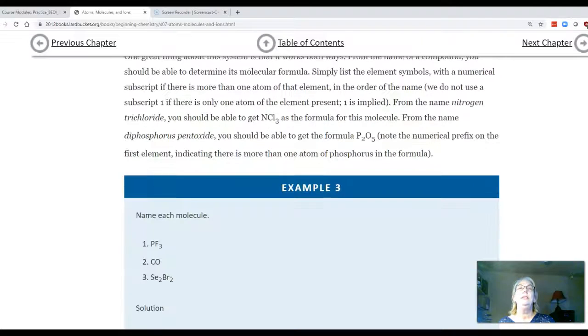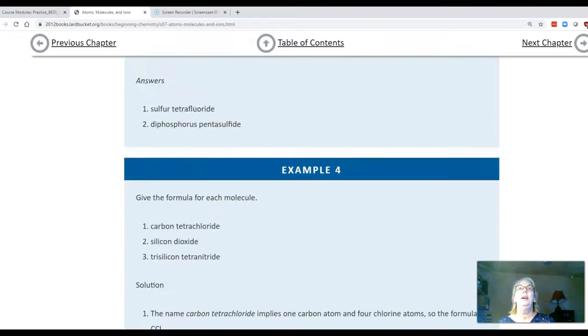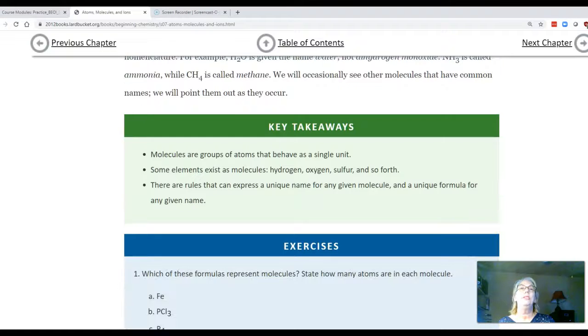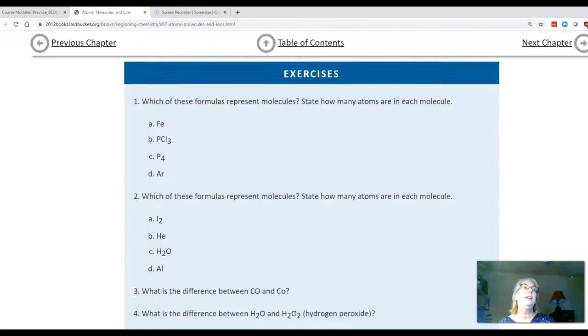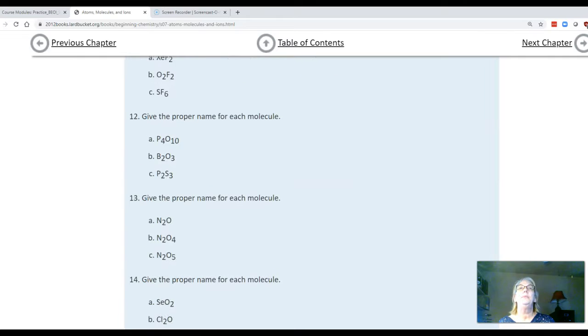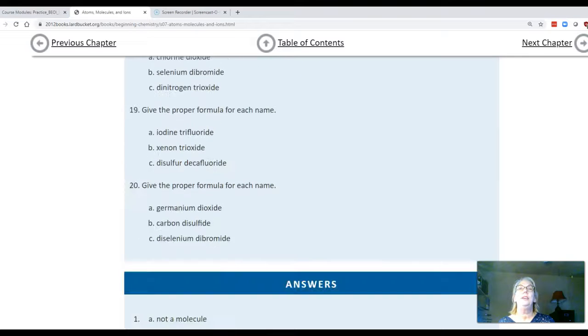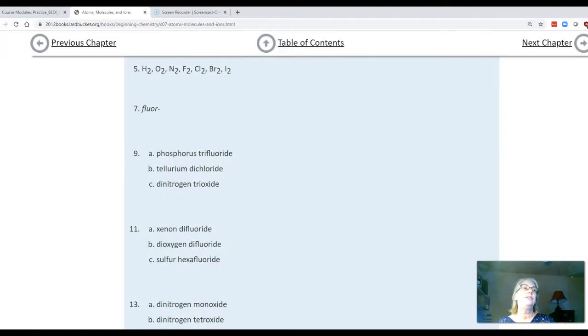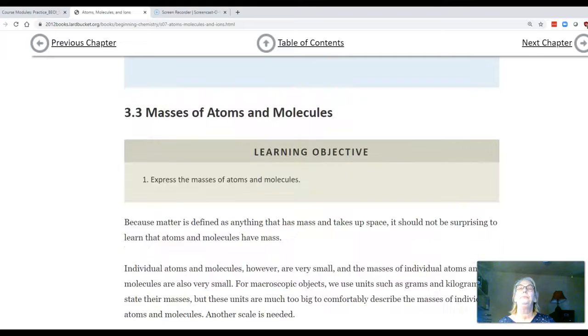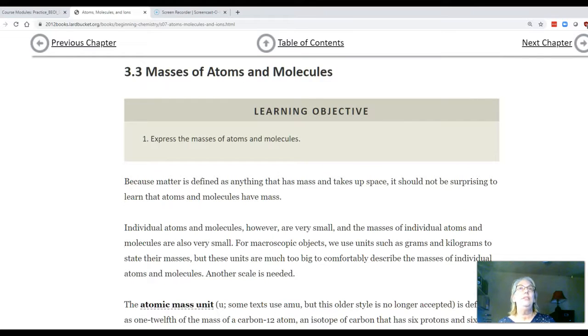So please read through that. Very important about how to name things. It just makes your life so much easier. And there's some example problems for you to try with the answer key at the end. So here's the answer key. So go through that. Then we're going to learn how masses work.